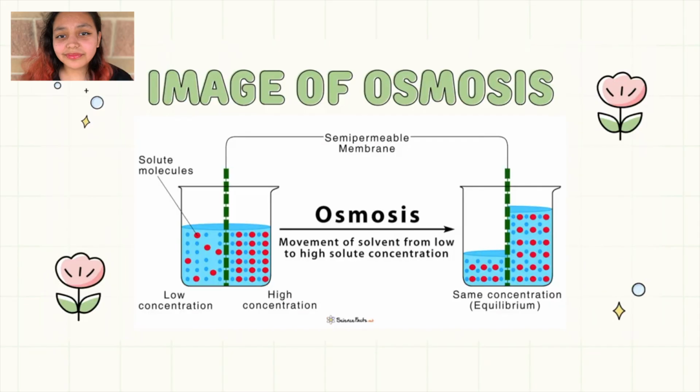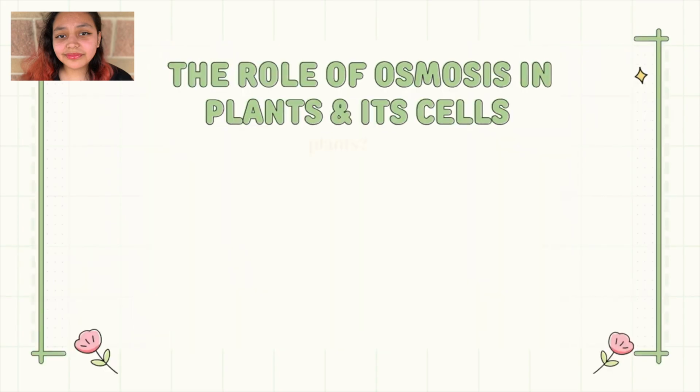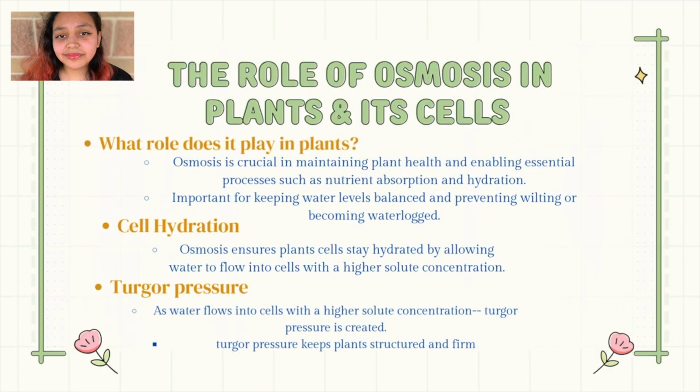Here we have an image of osmosis. As you can see, there are two different images of our beaker, and we also have this little green barrier. This green barrier represents our semi-permeable membrane. Remember, this is osmosis. So we have a balance, low and high, but since it's osmosis, it's going to go from low to high. As you can see, the low concentration has decreased, whereas the higher concentration has increased due to osmosis.